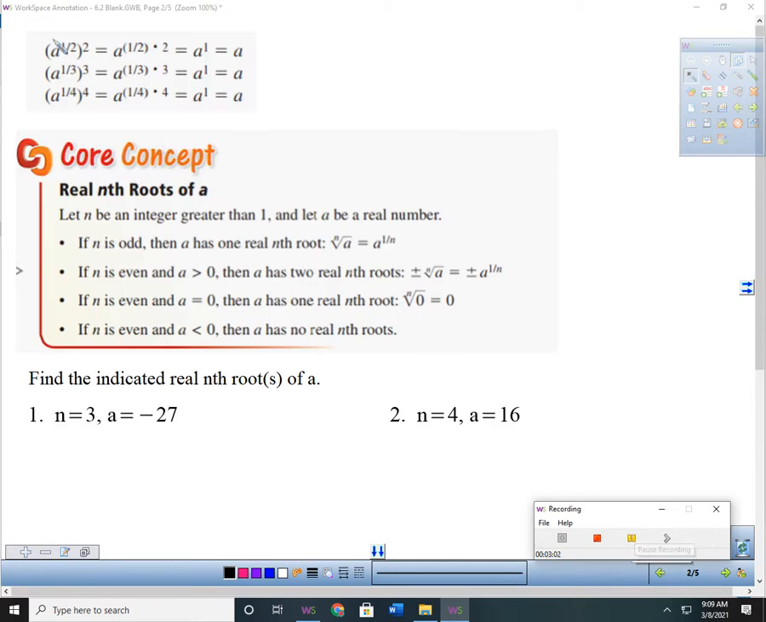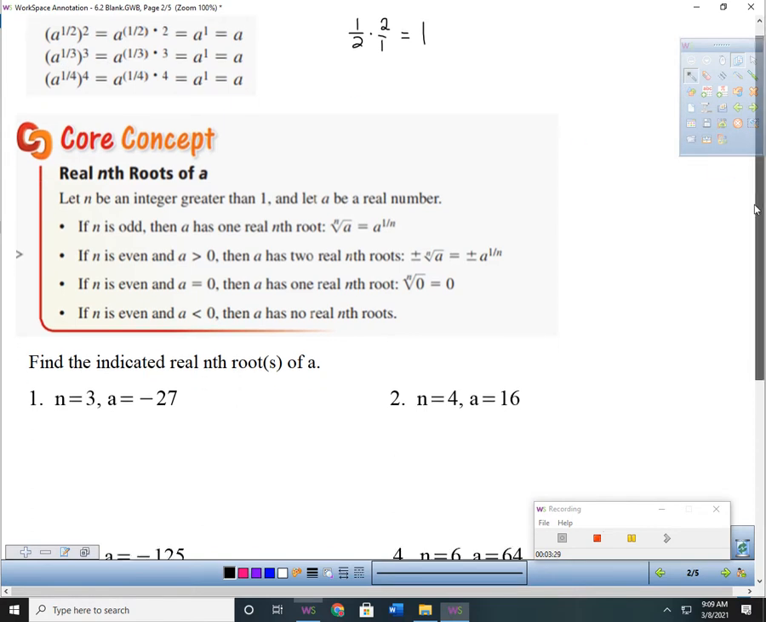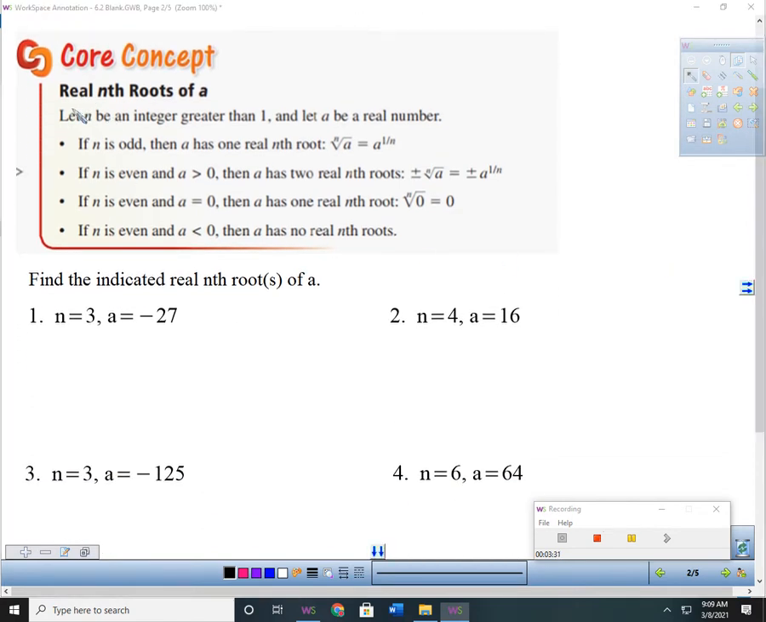Something I just want to point out here is when you've got a to the 1/2 to the 2, the 1/2 and the 2 are inverses. And you end up multiplying those, and they just make 1. Anything times its inverse is 1. Like 1/3 times 3, 1/4 times 4, 1/5 times 5, and they just end up being the base of your exponent there. So we're going to let n be an integer that's bigger than 1.